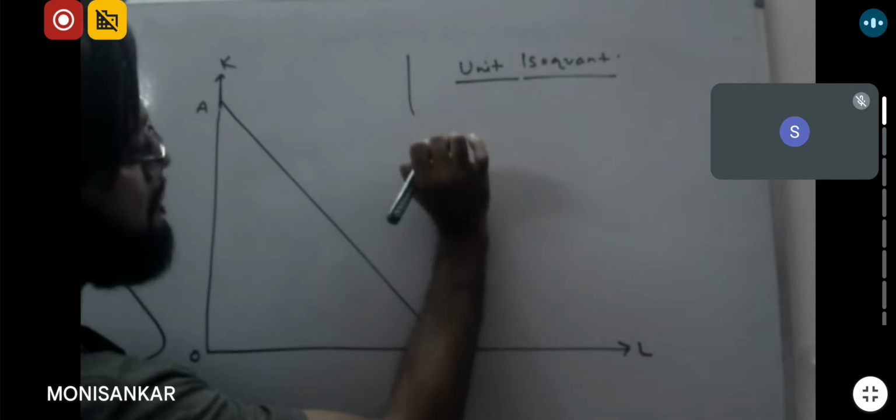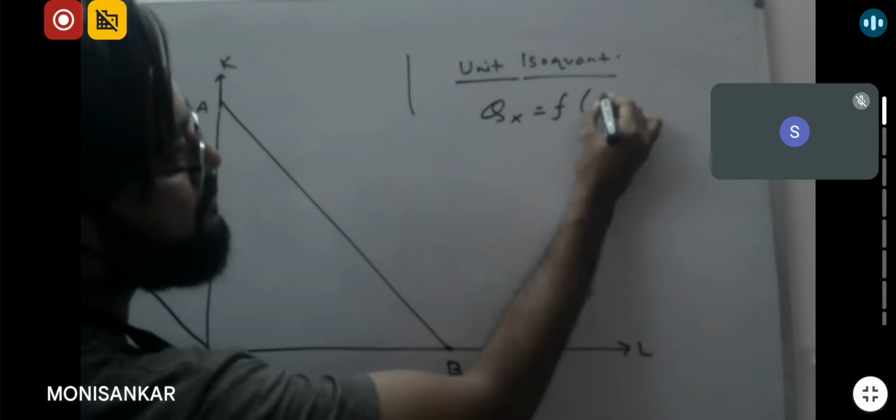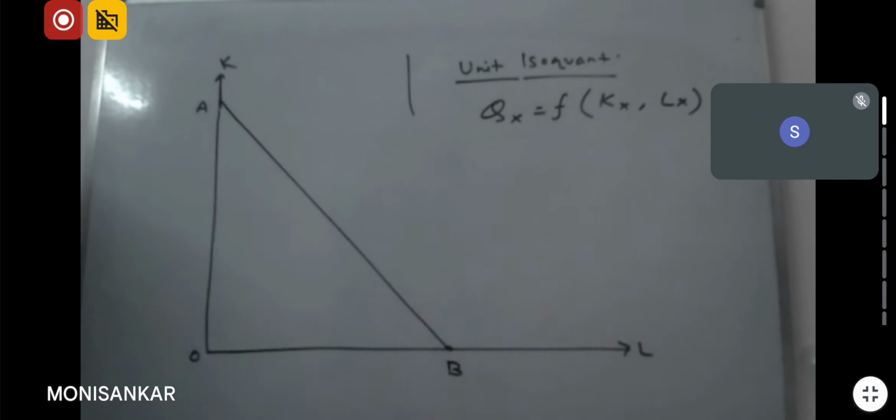What is a unit isoquant? Suppose Q is a function of Kx, Lx. Okay.